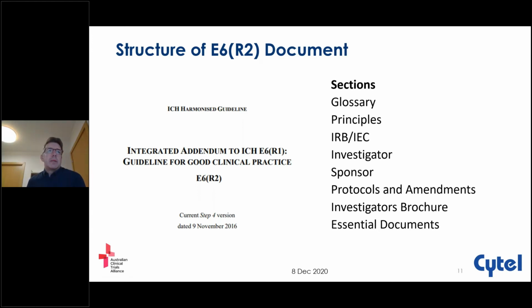And you'll notice it's an integrated addendum to ICH E6, and this is generally called GCP, the GCP document, because it's the guideline for good clinical practice. There are a number of other good practices. So there's a good manufacturing practice. And in fact, E9, before it was written, was called GSP, good statistical practice, and it ended up being E9. But the common parlance for this one is GCP, good clinical practice.